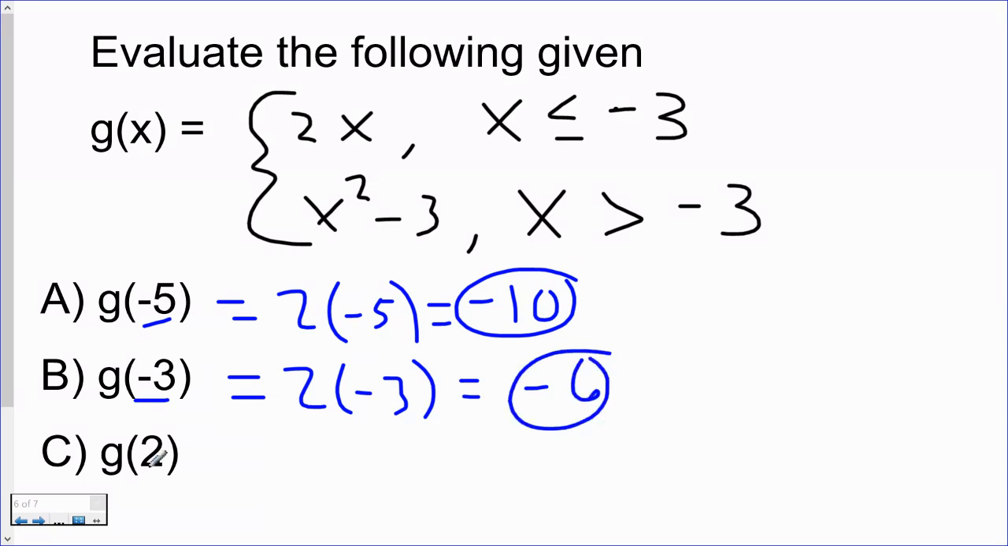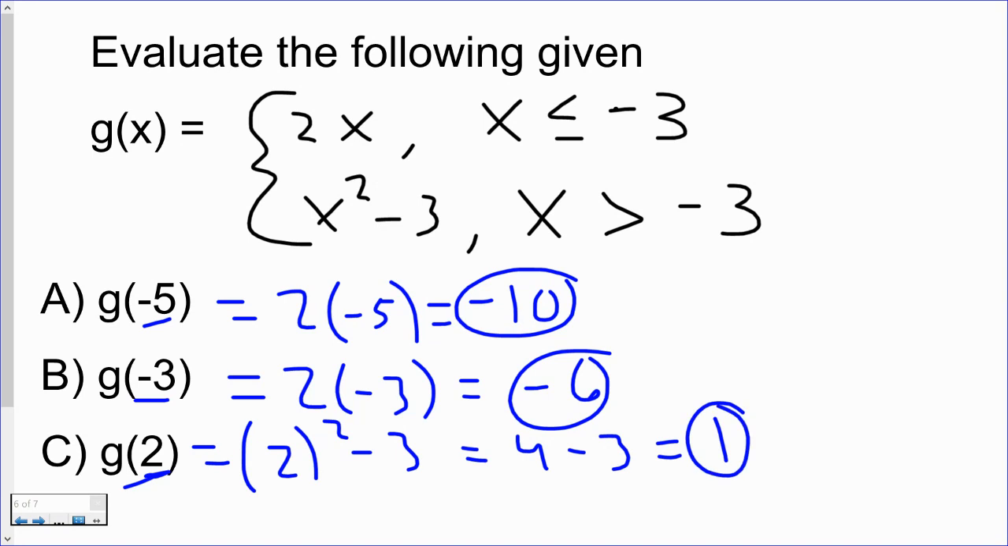And then lastly, 2. Is 2 less than or equal to -3, or is 2 greater than -3? I think we can agree that 2 is bigger than -3, so I'm going to use this one. It's going to be something squared minus 3, and I'm going to plug in that value of 2. 2 squared, that's 4. 4 minus 3 gives me 1. So that's how you evaluate with a piecewise function.